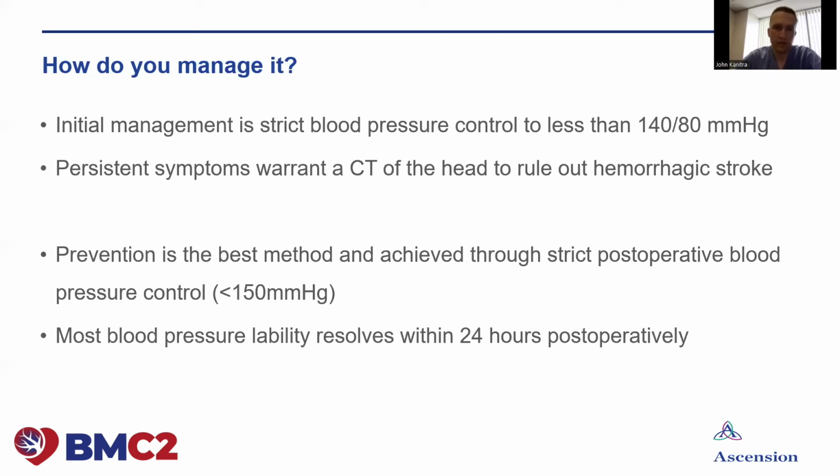So how do you prevent this? Really, the best method is just perioperative blood pressure control. Less than 150 is a general recommendation. And this is why these patients are kept overnight in the hospital, because after you're intervening on the carotid bulb, there can be some labile blood pressures, high or low. And most of that resolves within 24 hours.